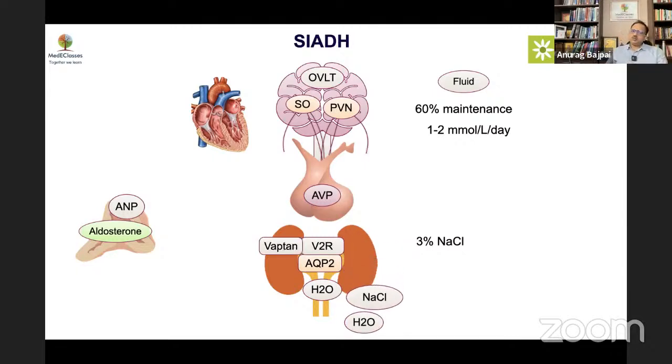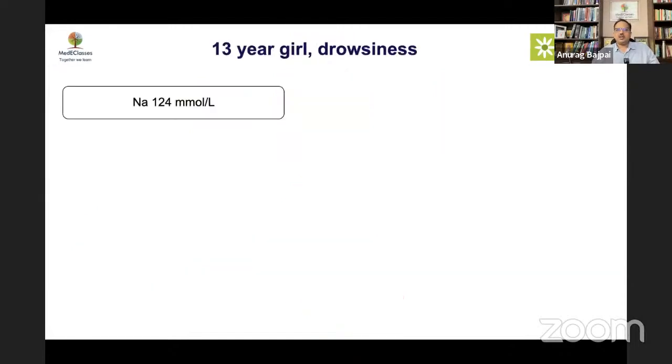What about vaptans, which are V2 receptor antagonists like tolvaptan and conivaptan? They are not recommended in acute hyponatremia in children. You will have a rapid rise and a lot of problems will happen. So don't use vaptans in the acute state. You can think of them in the chronic state. In certain situations, you can induce a DI-like picture using lithium or demeclocycline or urea.